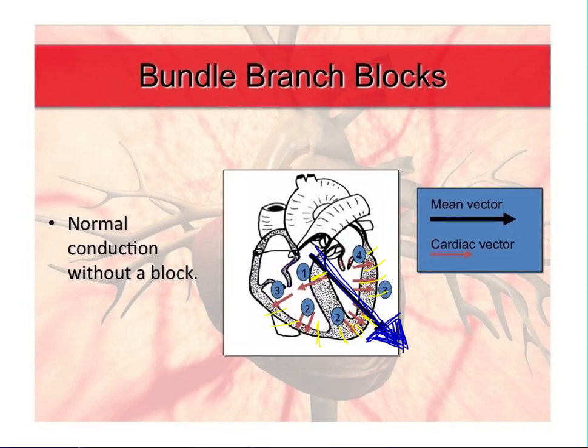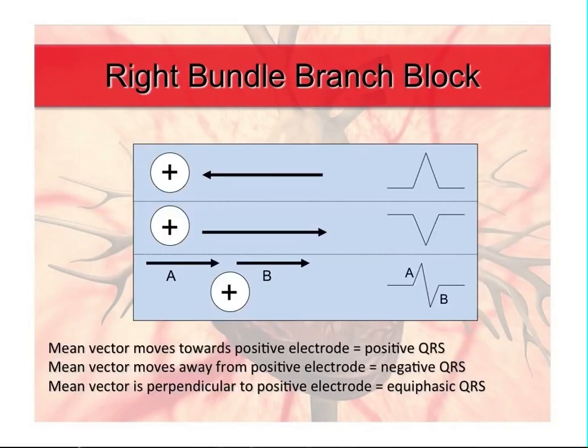And if you were looking at lead 2, which has its positive electrode here and negative electrode up here, you would get good upright QRS complexes. Why? Because whenever you go towards a positive electrode, you get upright QRS complexes. When you go away from the positive electrode, you get negative QRS complexes. And then if you're perpendicular, you get biphasic QRS complexes.